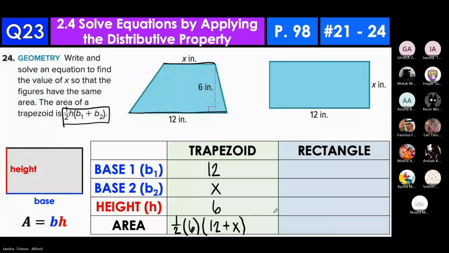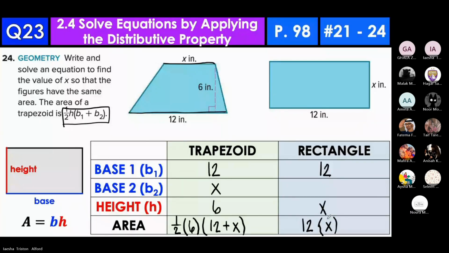Okay. For the rectangle, the base is still what? 12. For the rectangle, we do not have base 2, so skip it. What's the height? x. How do we find the area for the rectangle? Base times the height. So? 12 times x.